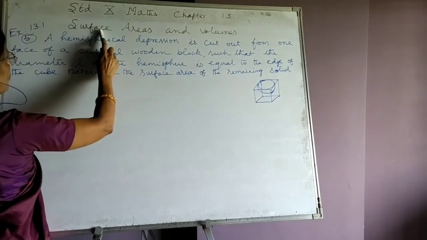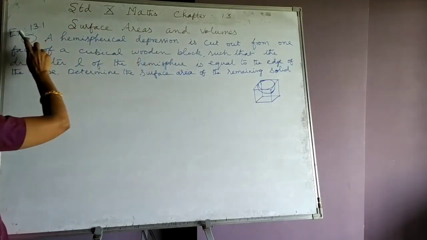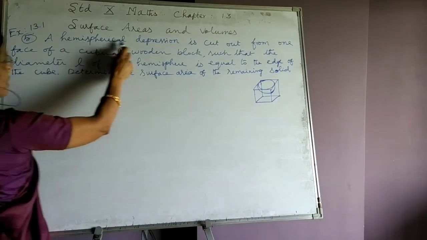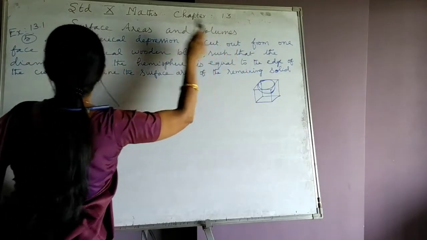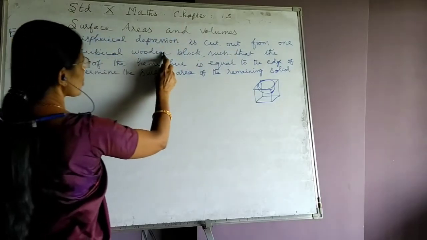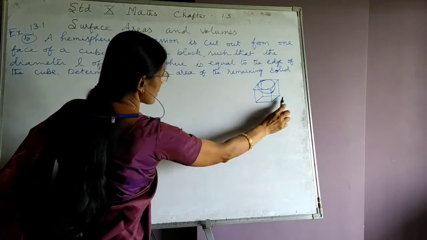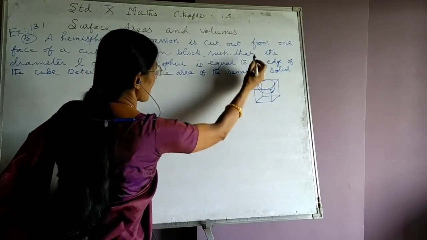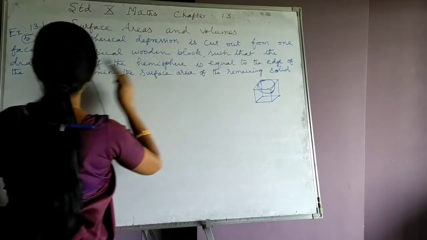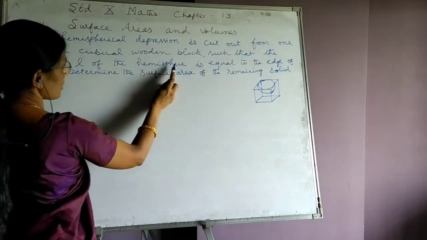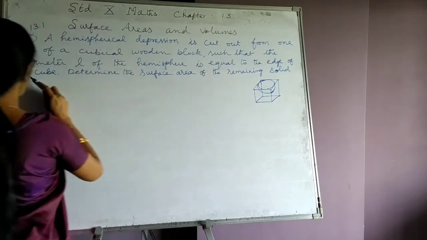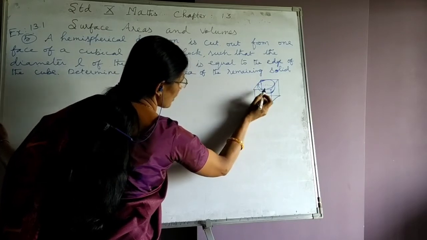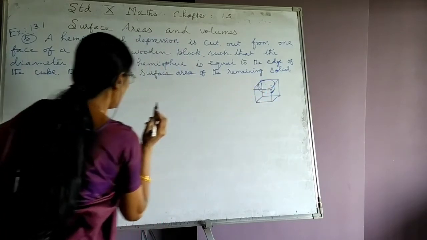13th chapter, surface areas and volumes. We are continuing exercise 13.1, fifth question. A hemispherical depression is cut out from one face of a cubical wooden block. You can see there is a cubical wooden block. From one face, a hemisphere is cut out such that the diameter l of the hemisphere is equal to the edge of the cube. If you calculate the diameter of the hemisphere, that is equal to the side of the cube.